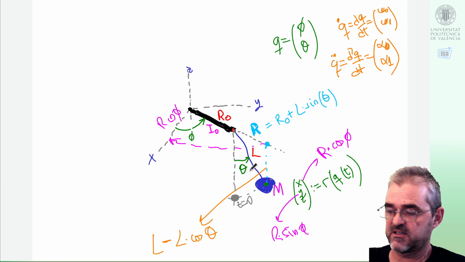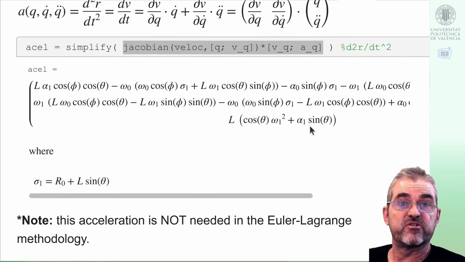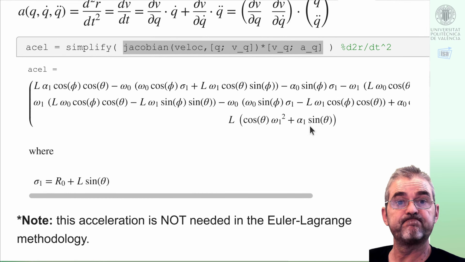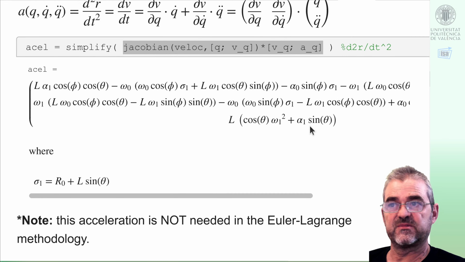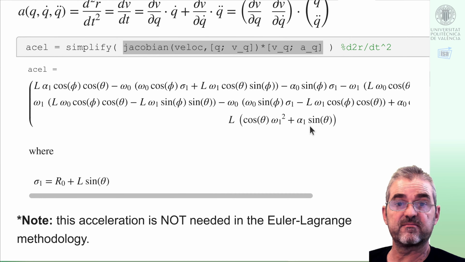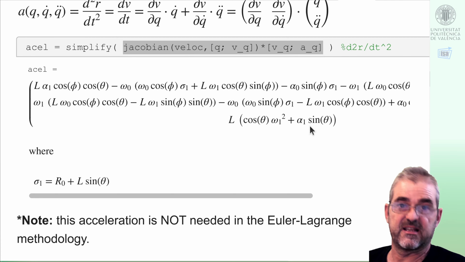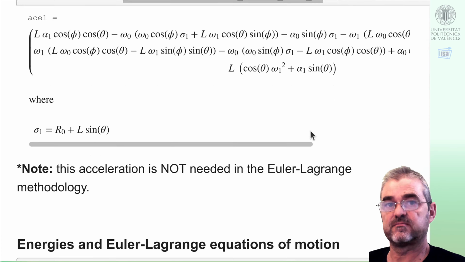So this is the kinematics, but acceleration is not needed in the Euler Lagrange methodology we are going to follow. If we were doing force and torque balances, then we would say that mass or moment of inertia times acceleration is equal to some force balance. So we would explicitly need this acceleration formula, but in the Euler Lagrange, accelerations will appear in a slightly different way. Let's delve into the details.